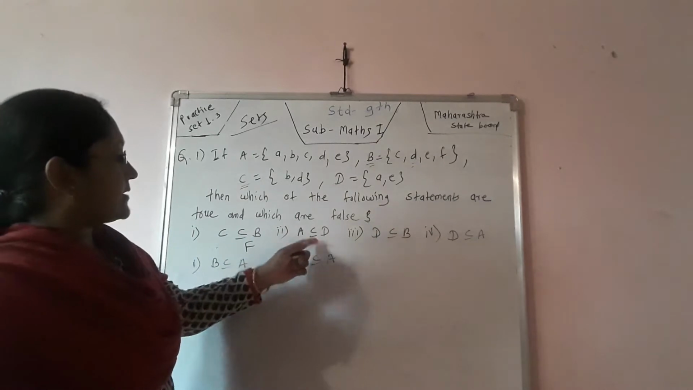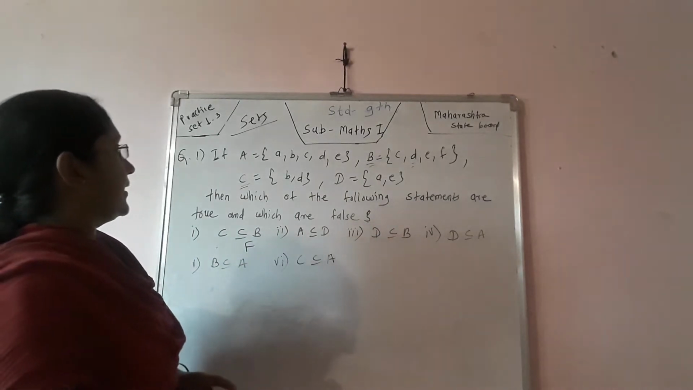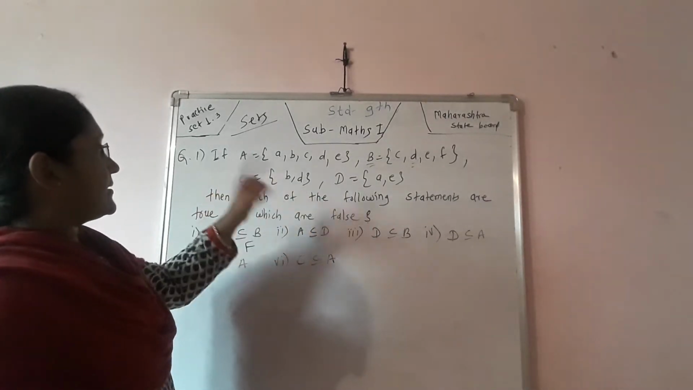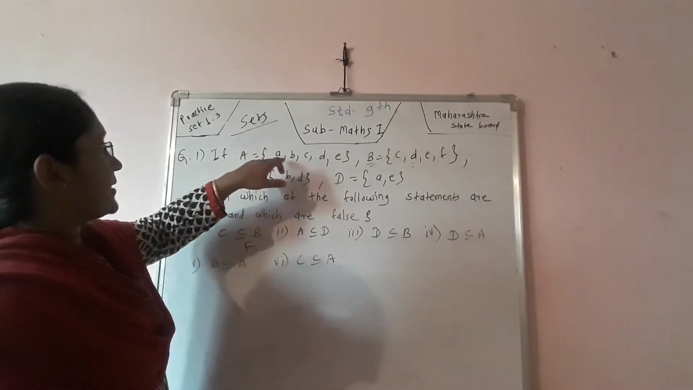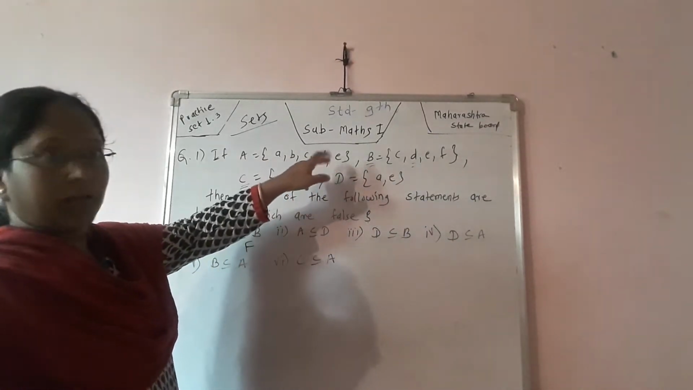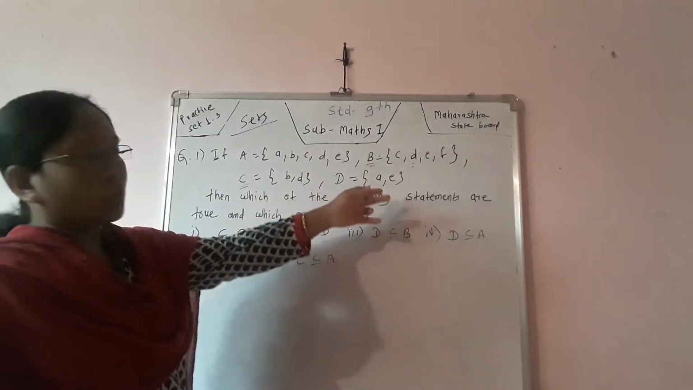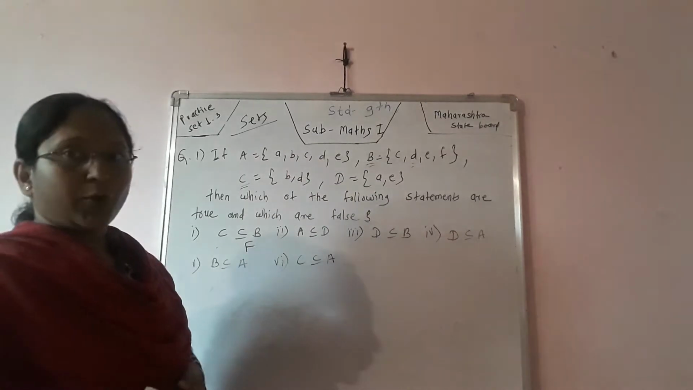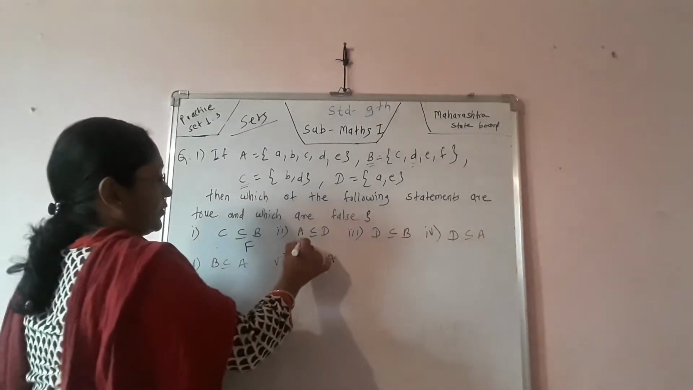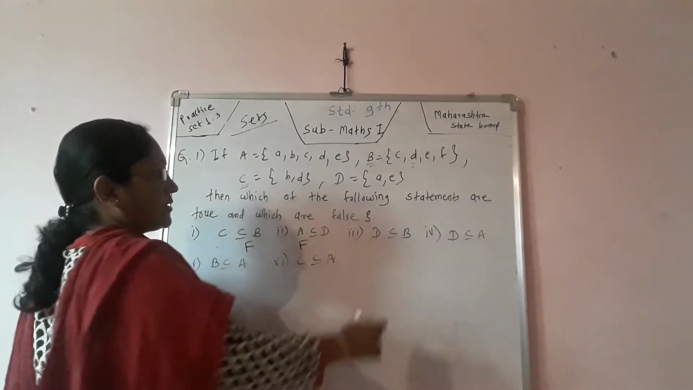Then A is a subset of D. A contains elements A, B, C, D, E and D contains only two elements. Obviously A is not a subset of D, so it is also false.